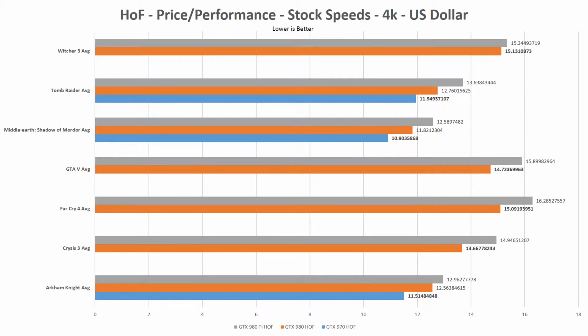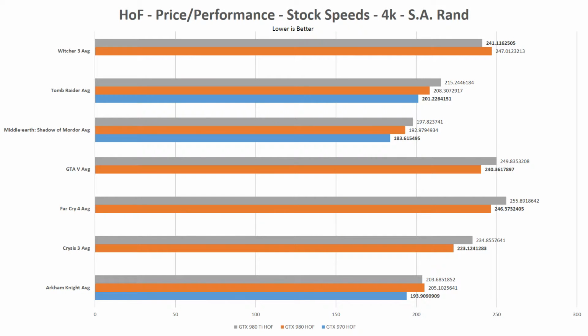In Arkham Knight, Shadow of Mordor, and Tomb Raider, where the 970 actually finishes the benchmark, it comes out as the best price to performance. In Crysis 3, Far Cry 4, and GTA 5, the GTX 980 is the best price to performance, while in The Witcher 3, the 980 Ti wins this race.